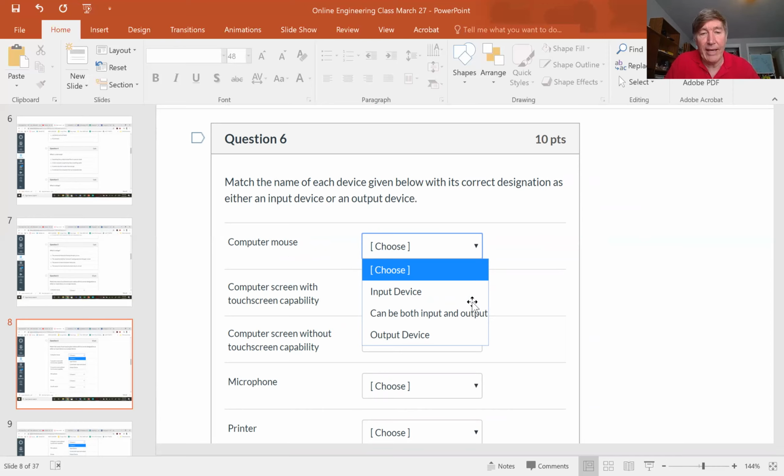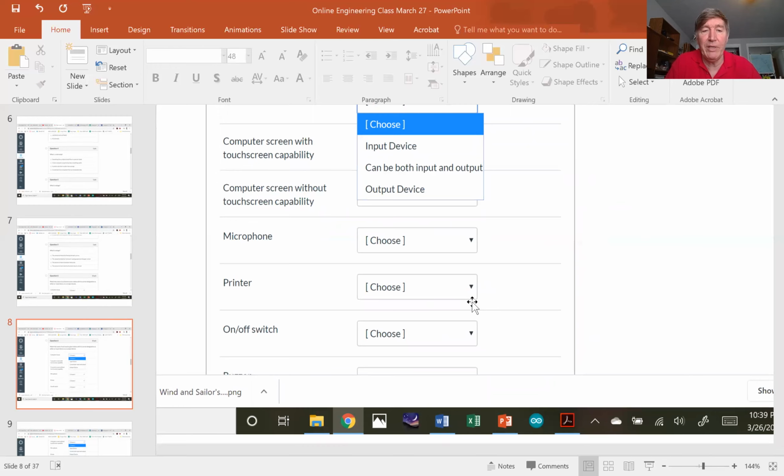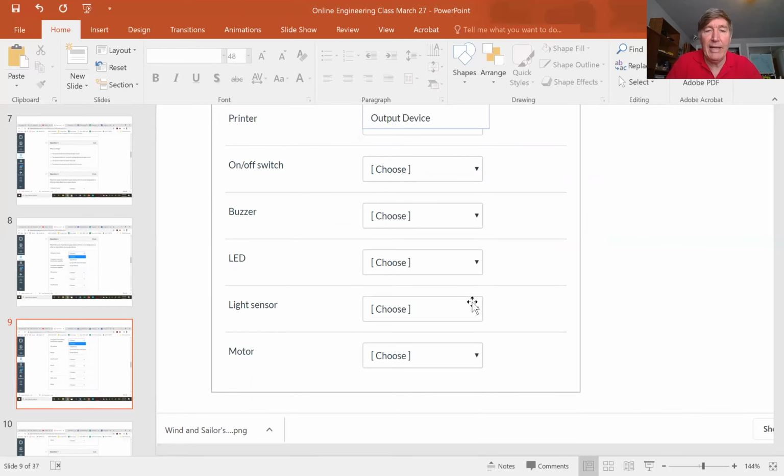Okay, a computer screen without touchscreen capability would obviously be output only. Microphone would be an input device. A printer would be an output device. An on-off switch would be an input device. A buzzer would be an output device. An LED would be output. A light sensor would be an input device. And a motor would be an output device. So I trust everybody's good on that.